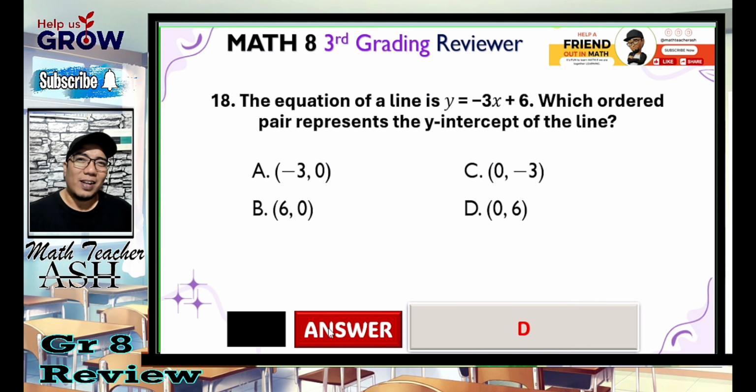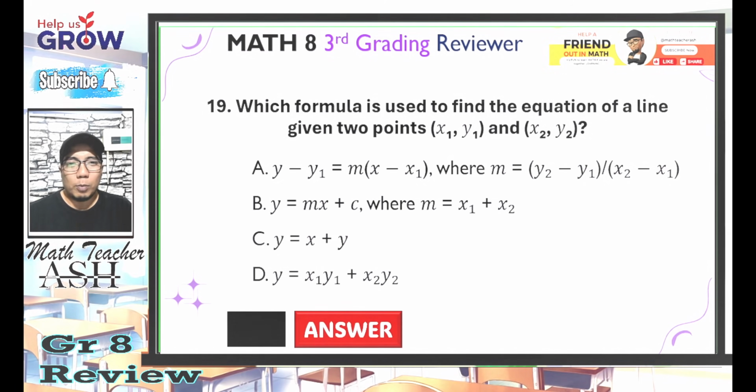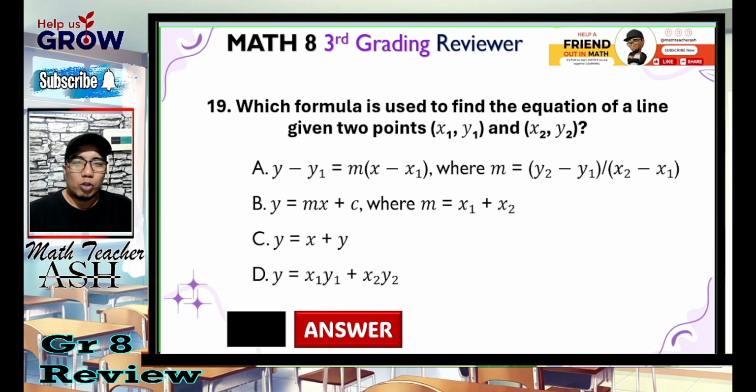Alright, easy, right? Now let us go to question number 19. Which formula is used to find the equation of a line given 2 points x sub 1, y sub 1, and x sub 2, y sub 2? Is it A, y minus y sub 1 is equal to m times the quantity x minus x sub 1, where m is equal to y sub 2 minus y sub 1 over x sub 2 minus x sub 1? B, y is equal to mx plus c, where m is x sub 1 plus x sub 2? C, y is equal to x plus y? Or D, y is equal to x sub 1 times y sub 1 plus x sub 2 times y sub 2? I'll give you 5 seconds to think about your answer.